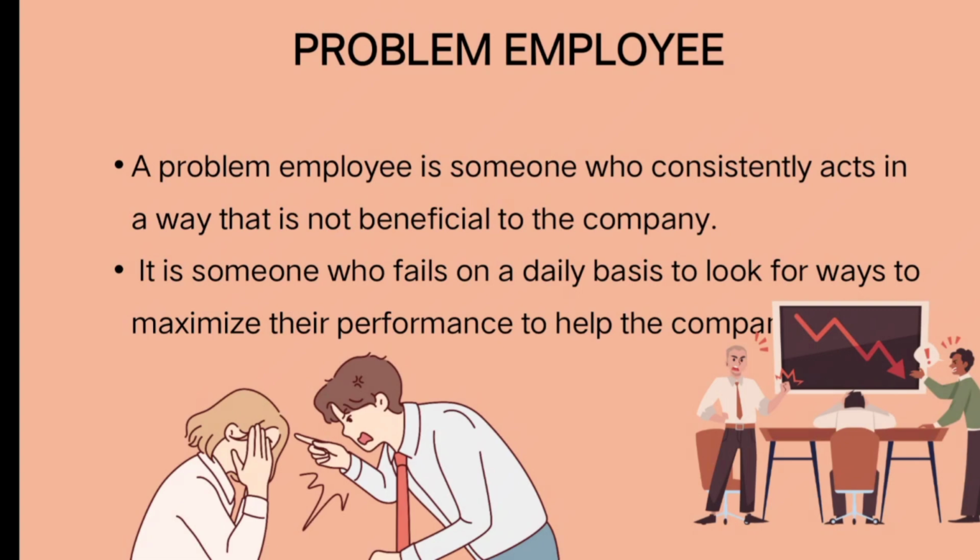Next is the problem employee. How will the problem employee be? A problem employee is someone who consistently acts in a way that is not beneficial to the company. It is someone who fails on a daily basis to look for ways to maximize their performance to help the company. So a problem employee means someone who is not going to work for the upliftment of the institution, and their main motive is not to complete any task or accomplish any goal of the institution. Like that they will fail on a daily basis.